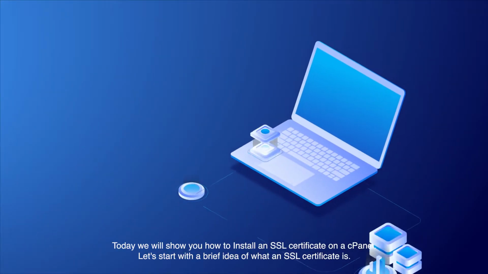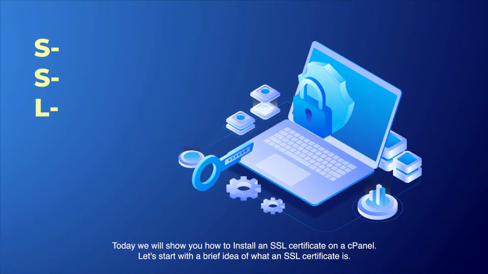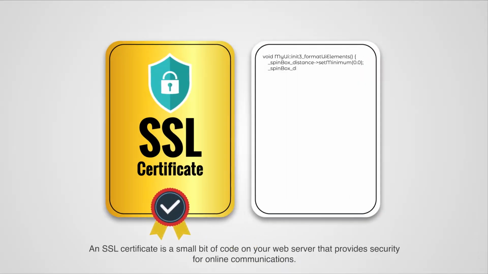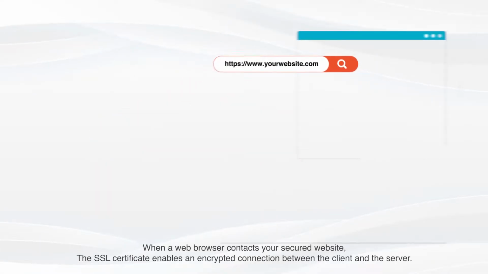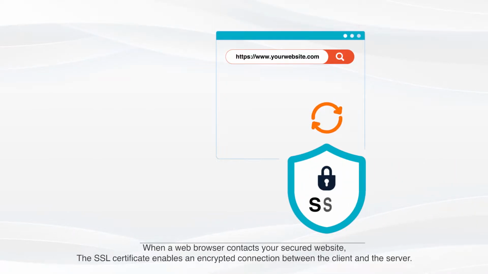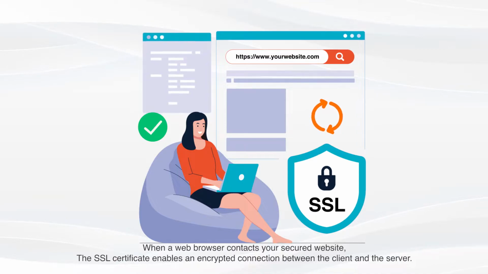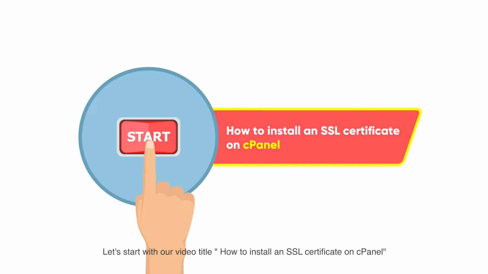Today we are going to show you how to install an SSL certificate on cPanel. Let's start with a brief idea of what an SSL certificate is. An SSL certificate is a tiny bit of code on your web server that provides security for online communications. When a web browser contacts your secured website, the SSL certificate enables an encrypted connection between the client and the server. Let's start with our video title, How to Install an SSL Certificate on cPanel.